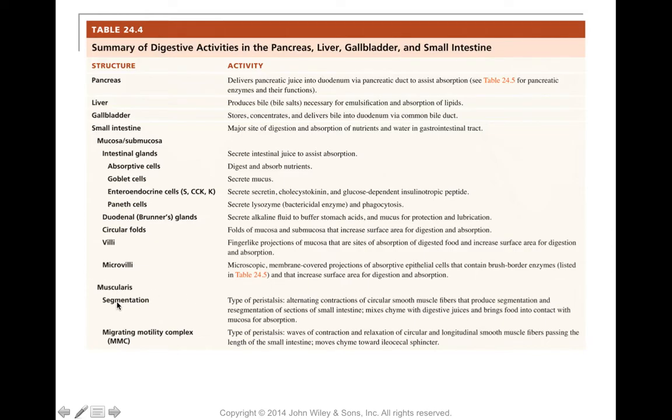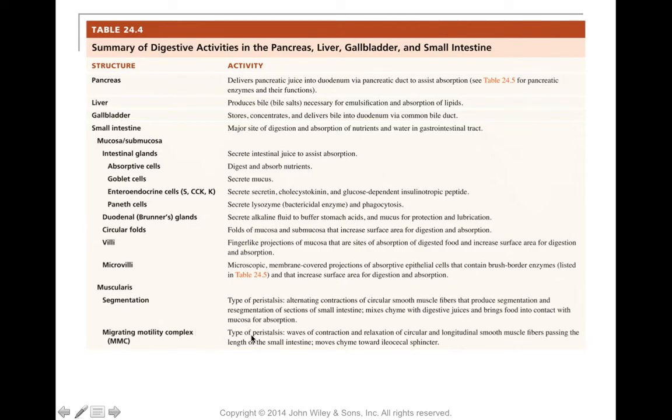And the different types of muscularis, we have the segmentation, which is one of the types of peristalsis, which we have two different types of contractions, right? We can contract forward or we can contract in place, and we alternate back and forth between these to allow both mixing and propulsion. And then we have that migrating motility complex. That's that propulsion that I talked about.